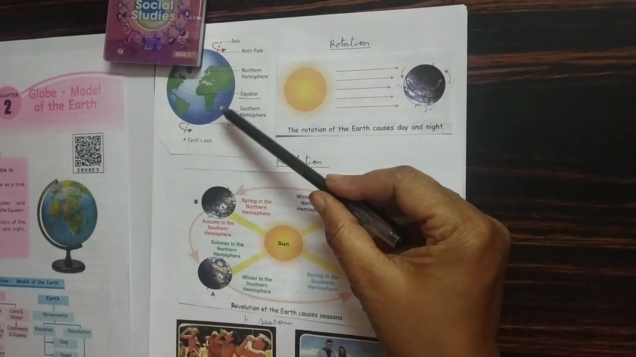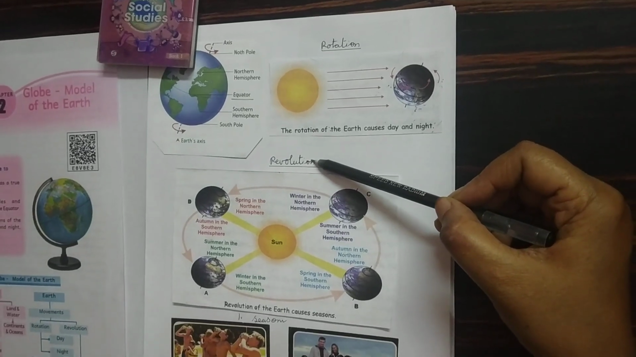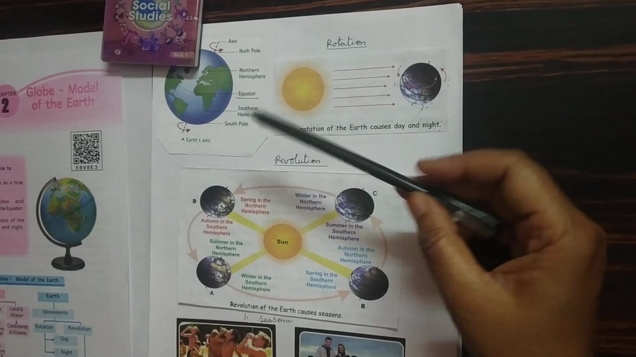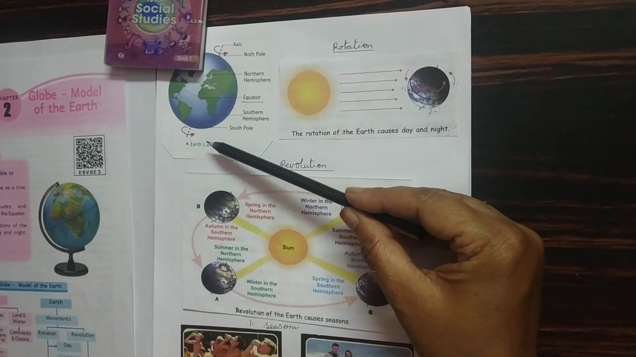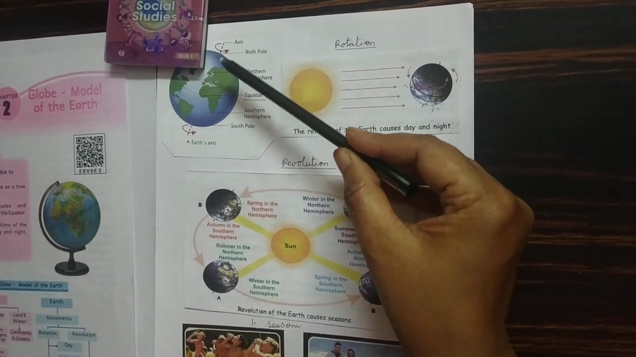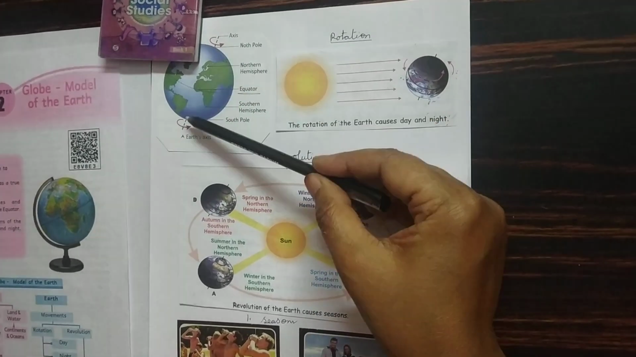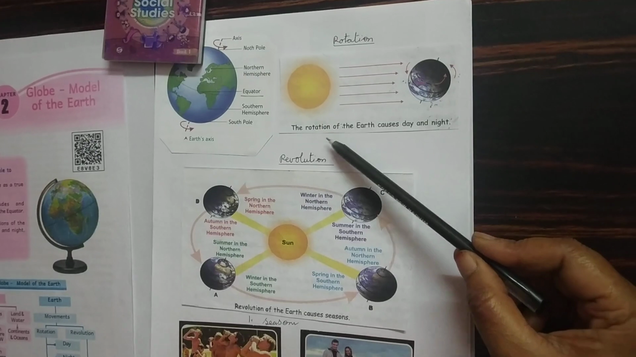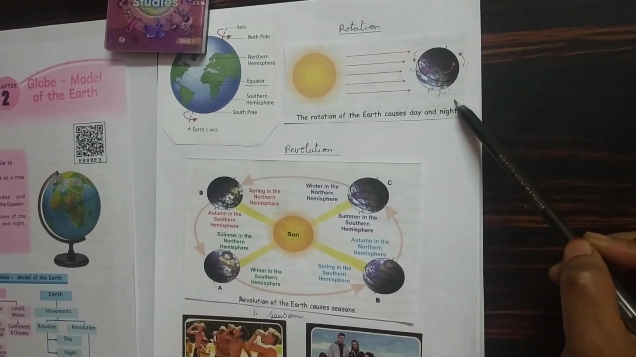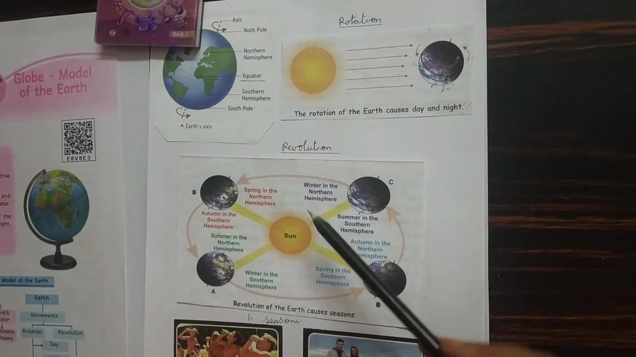The earth has two movements, children. One is rotation, another one is revolution. What is rotation? The movement of the earth on its axis from west to east is called rotation. What does axis mean? Axis is an imaginary line joining the North Pole and South Pole. Here you can see rotation of the earth causes day and night. Day, night.